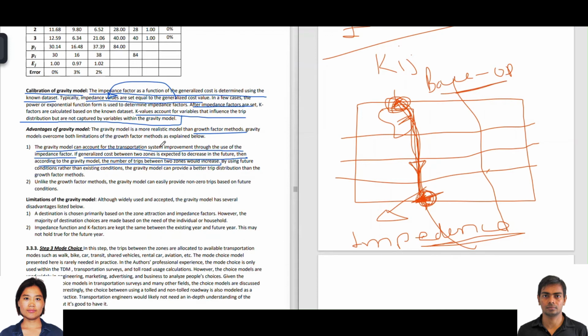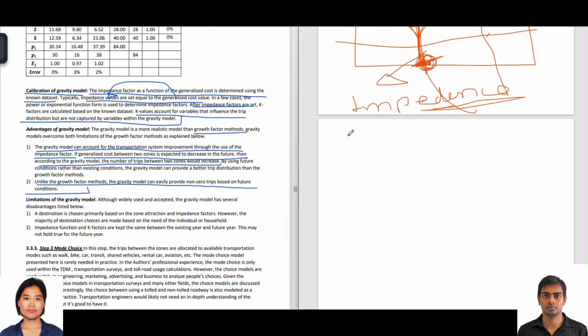So gravity model is heavily used over growth factor method because the base OD is difficult to calibrate for the future scenarios. So we use the gravity model to figure out the impact of the improvements on the travel pattern changes. And unlike growth factor method, the gravity model can easily provide non-zero trips based on future conditions.